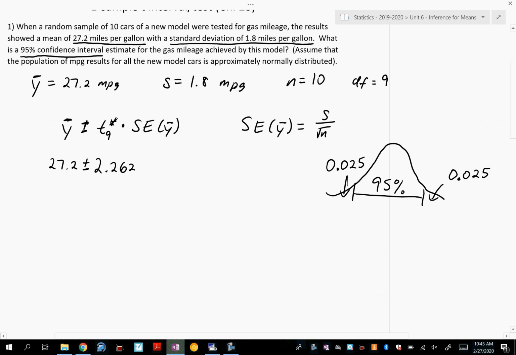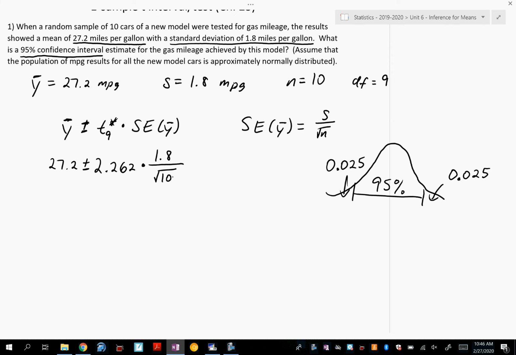Times what is our standard deviation from the sample? 1.8 over the square root of our sample size, which is 10. Every year when I do this, I get a lot of students whose brains morph these together, because we were focused so much on degrees of freedom to get our t star. So just make sure that this is n, not degrees of freedom. Every year I get students that would type in 9 there. So just be aware of which one you're using. Is it sample size or is it degrees of freedom?